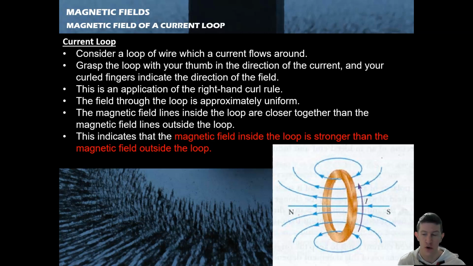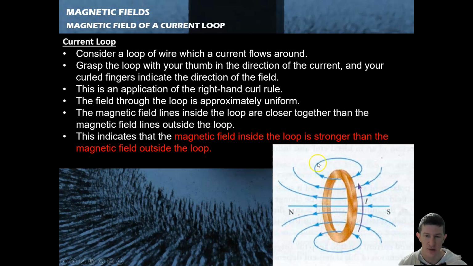So just like we saw before for a straight wire, our thumb points in the direction of the current, our fingers curl around the wire, and that is the direction of the magnetic field. Now if we've got a loop, we follow the same process, but at any point our thumb points in the direction, our fingers curl around the loop, and that is the direction of the field. The field through the loop is actually approximately uniform.